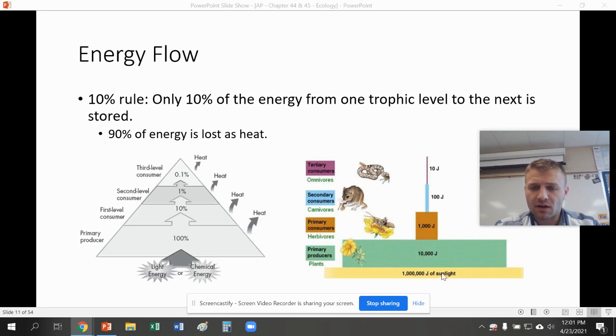To give you an example, if there is a million joules of sunlight, then only about 10,000 joules are going to be captured by the primary producers. Only 10% of that is going to make it to the consumers. So even though these are going to eat the primary producers, they're only going to gain about 10% of that energy. And then from there, we're only going to get about 100 joules of energy to these carnivores, and then the last step here, the snake, is only going to get 10% of that. So you can see how we need a lot of plants and only a few tertiary consumers for an ecosystem. I'm just going to remind you that 90% is usually lost as heat.